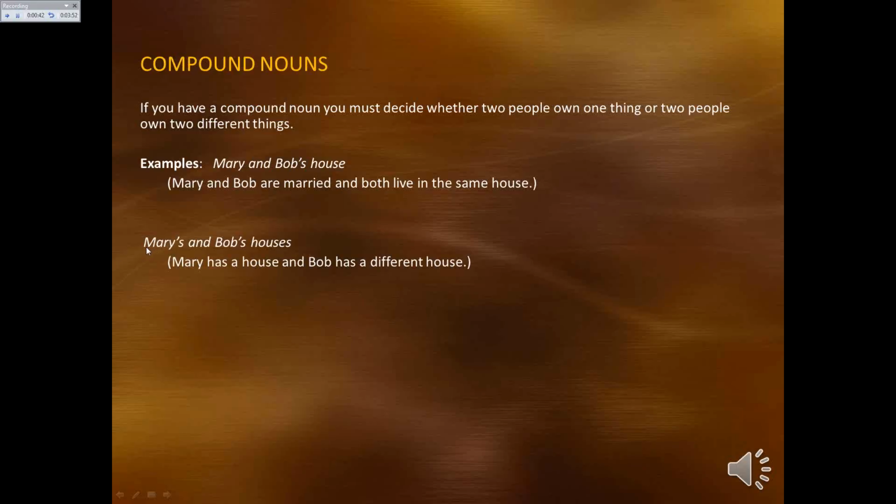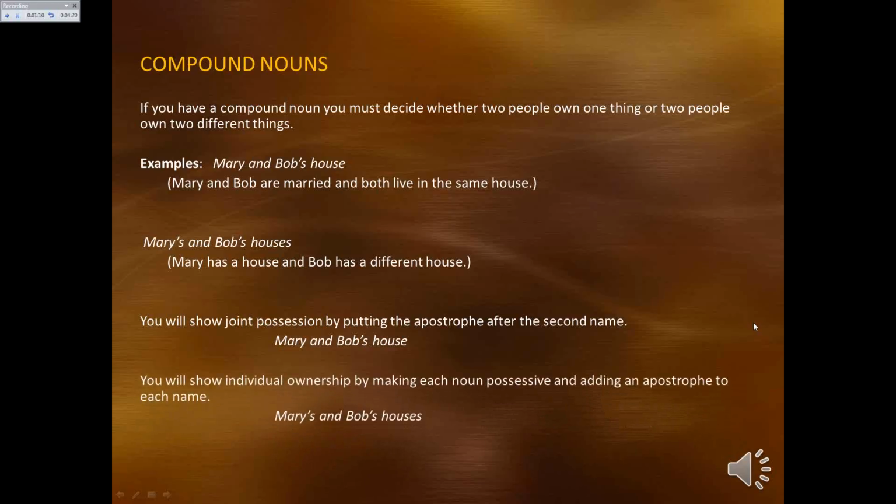But if they're two individuals and they don't live in the same house, then you've got Mary's and Bob's houses. You see? So it makes a difference whether it's considered one unit or whether they're individual names. You will show joint possession by putting the apostrophe after the second name if it's one unit, Mary and Bob, together. And you will show individual ownership by making each noun possessive and adding an apostrophe to each name, like Mary's and Bob's houses.